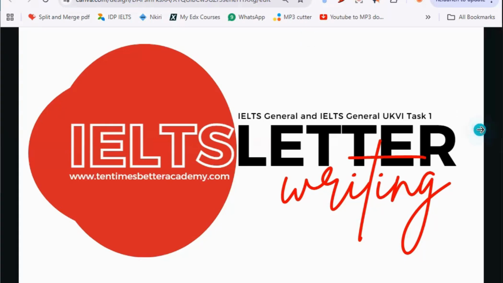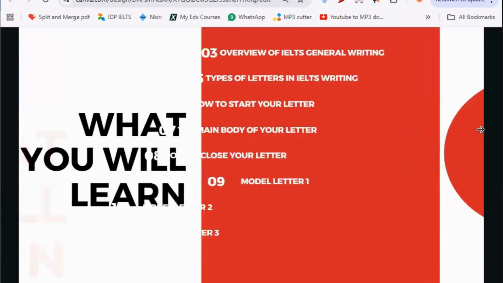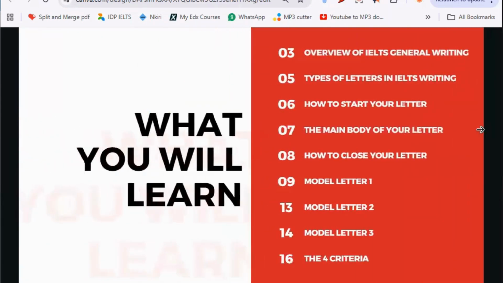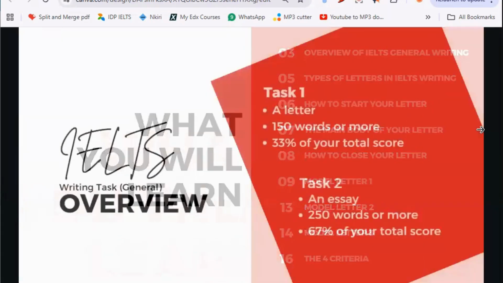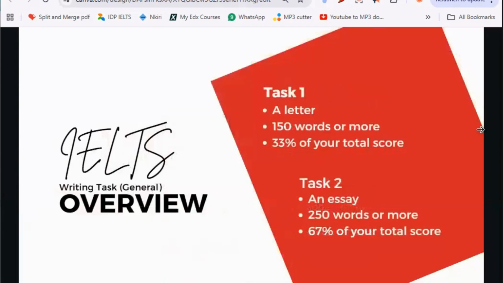Now, when we talk about IELTS letter writing, what are the important things that we need to keep in mind? Number one is that you are going to do two things on the exam day. There are two tasks to complete. The first one is called task one. For task one, you are going to write a letter. Those who are taking IELTS General, your task one is going to be a letter. Usually, that is the first thing that you will see on the exam day, task one for writing.